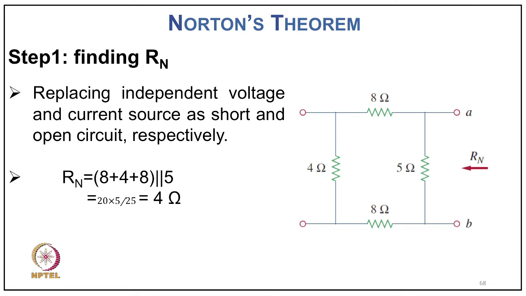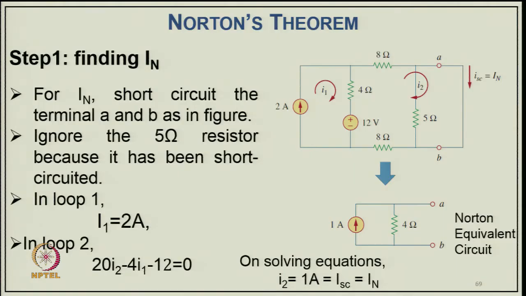So, in this network, these three resistances come in series, in parallel with the 5 ohm. We find this RN in this network is only 4 ohm, and that is equivalent to RTH also. Now, finding the IN, the current when these terminals are short circuited. For IN, short circuit the terminal AB in the figure and ignore the 5 ohm resistance because it has been short circuited. This resistance has no effect when you have short circuited, because most of the current will flow through the short.